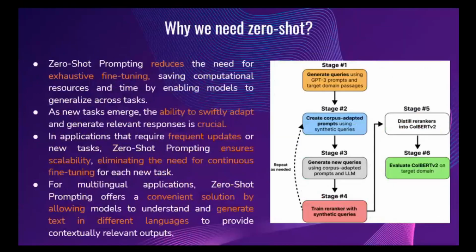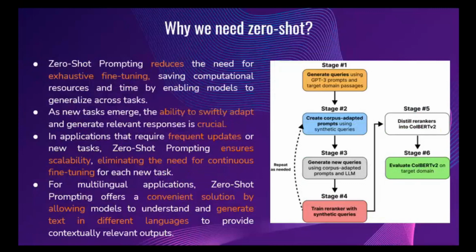So let's see why zero shot prompting is needed for LLMs. As we know, zero shot prompting is a technique for generating text without any prior knowledge of the topic. The LLM is given a prompt that describes the topic, and the LLM generates text that is consistent with that prompt. When new tasks pop up, these models can quickly adapt and generate relevant responses. So it's a perfect fit for applications that are always evolving or adding new tasks.